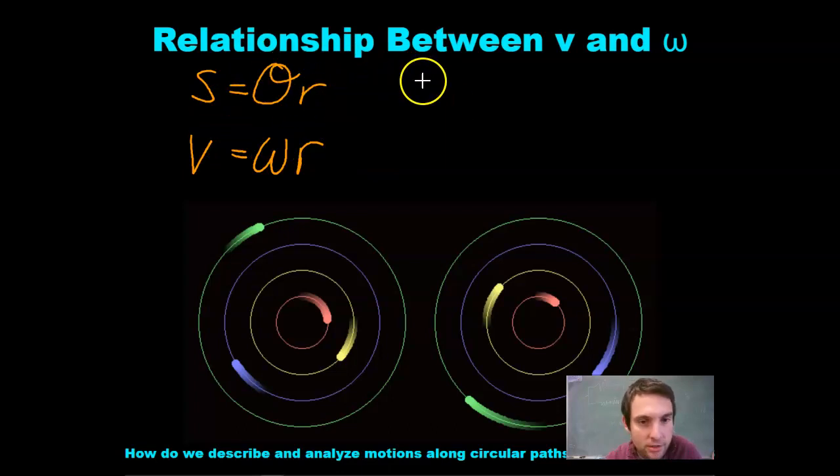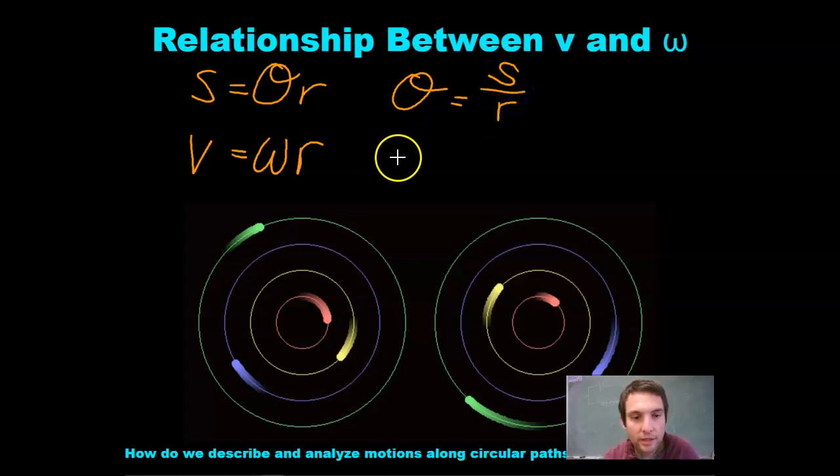So rearranged, we have angular displacement, or angles that we've gone through, equals our linear distance divided by r. Angular velocity equals our linear velocity divided by r.